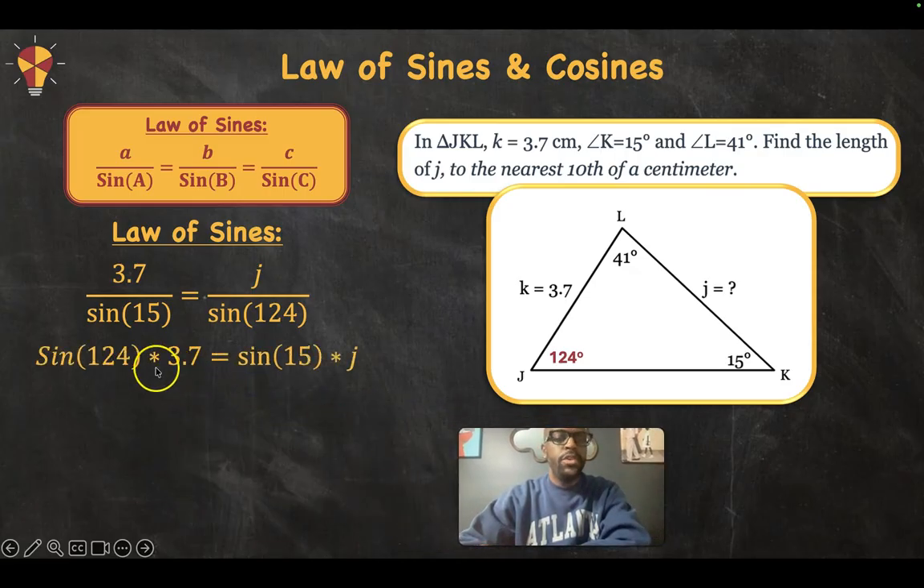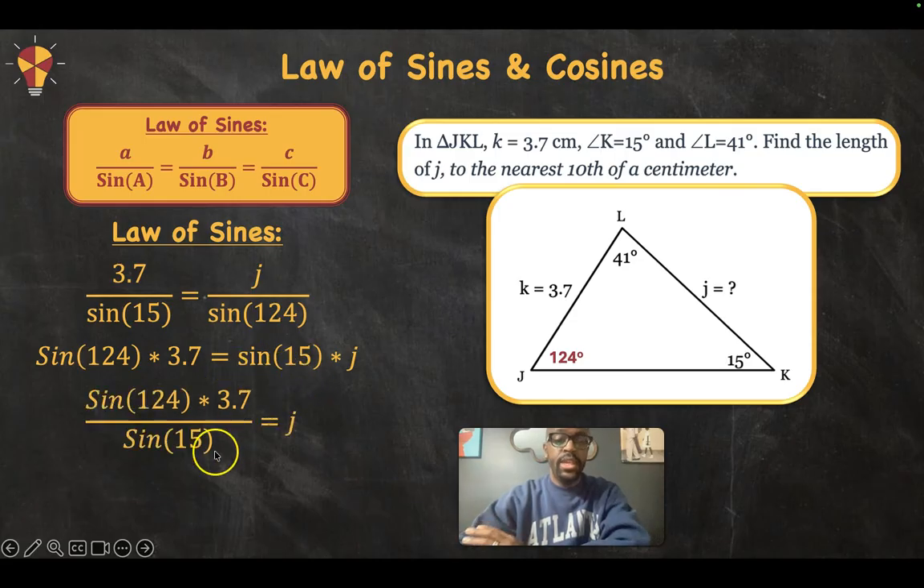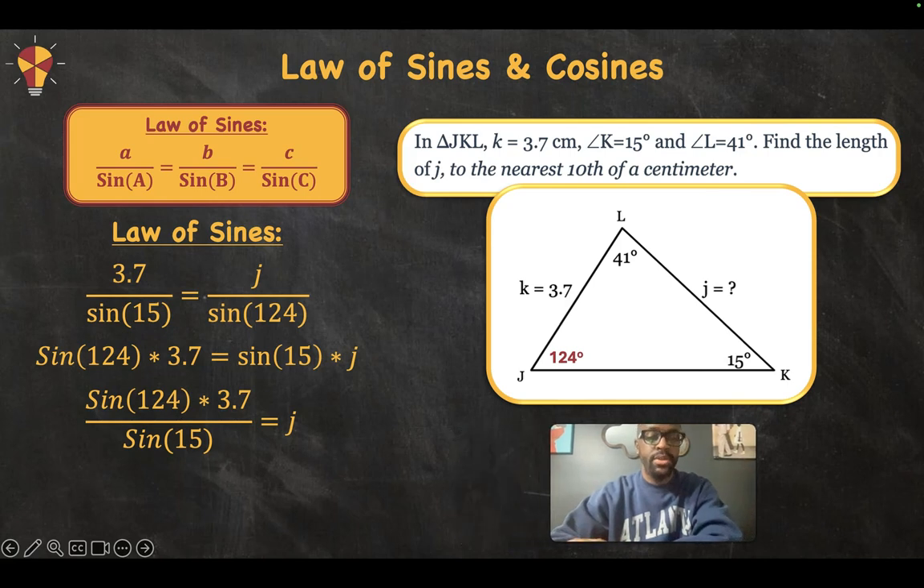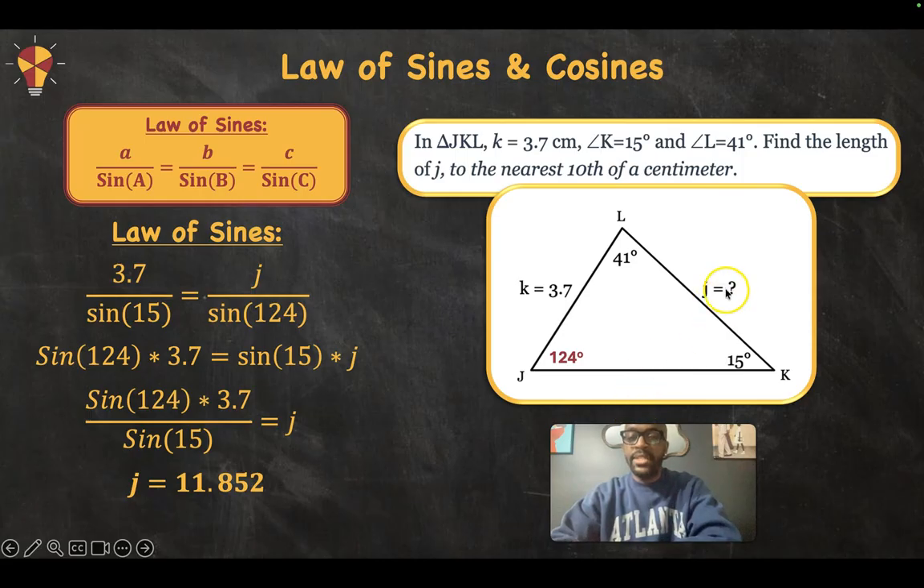And once again, you can go ahead and type sine 124 times 3.7 and get a decimal. Next, divide by sine 15 and get another decimal, and that'll be your answer. No problem whatsoever. I like to wait to do all the calculations at the end if I can, just so I can get the most exact answer possible. Once I do that, I should get 11.852. So that means this side over here is 11.852.